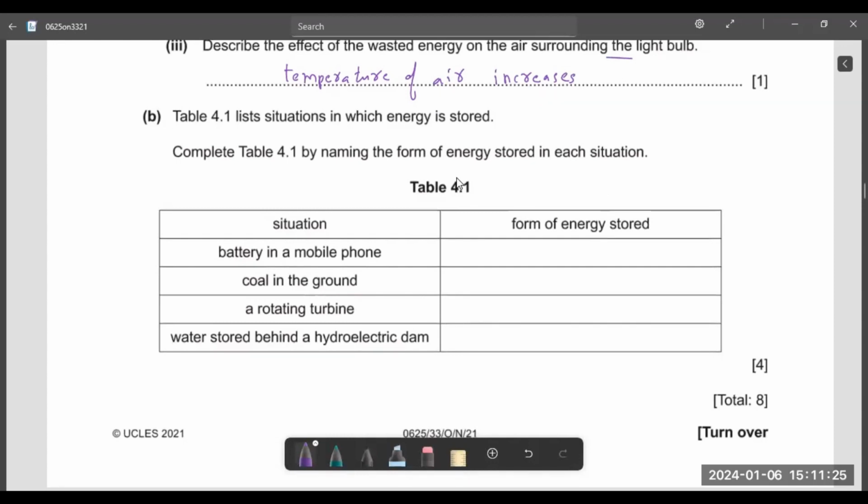Next, table 4.1 lists situations in which energy is stored. Complete the table. The situation is given, and we need to write the form of energy stored. Battery in a mobile phone: the battery contains chemical energy, which is converted to electrical energy. Coal in the ground: coal also contains chemical energy. A rotating turbine: there is movement, half mv squared, some velocity. So the form of energy is kinetic.